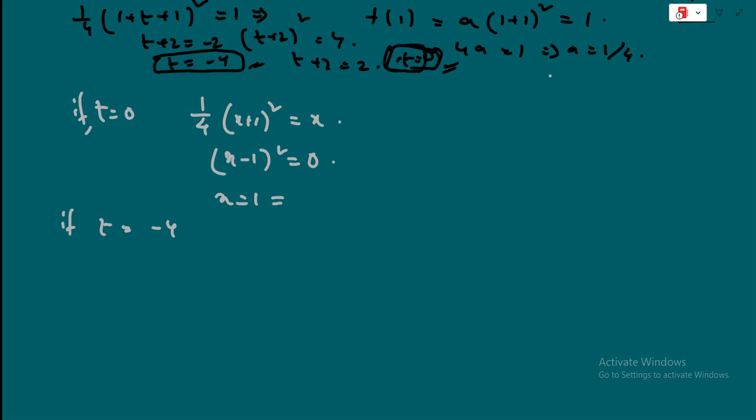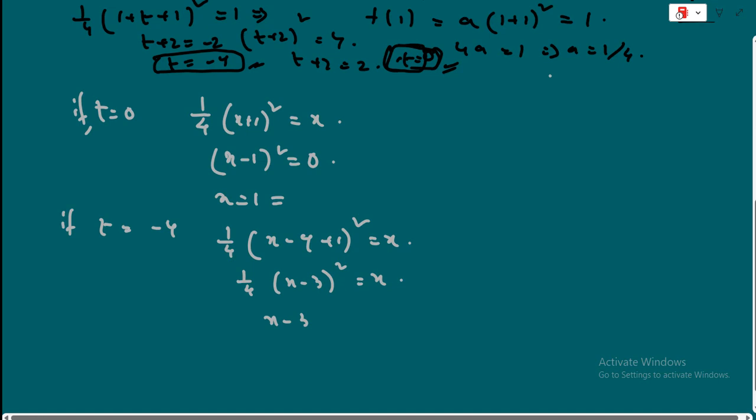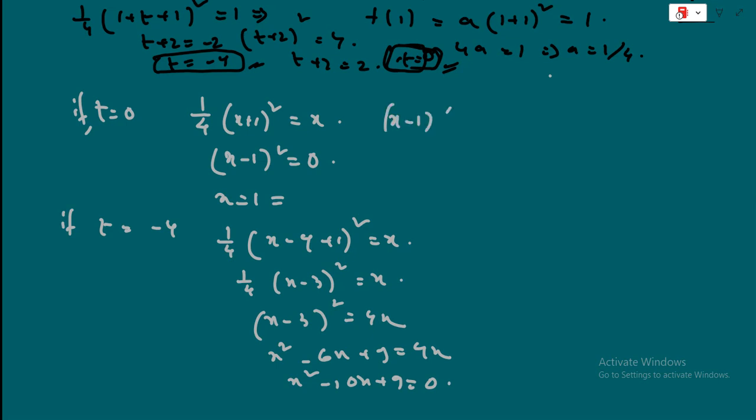Substitute t equal to minus 4 into our equation. So we get 1 by 4 into (x minus 4 plus 1) whole square equal to x. So 1 by 4 into (x minus 3) whole square is x. So (x minus 3) whole square is 4x, or x square minus 6x plus 9 is 4x, or x square minus 10x plus 9 is 0. Now factor that. So we get (x minus 1) into (x minus 9) equal to 0, and the roots are x equal to 1 and x equal to 9.